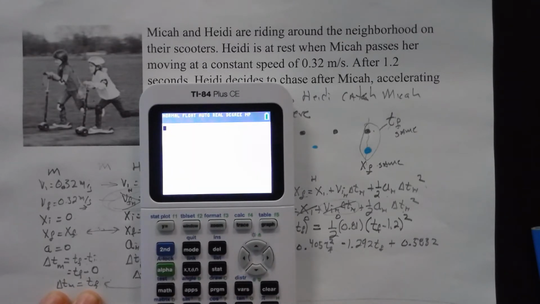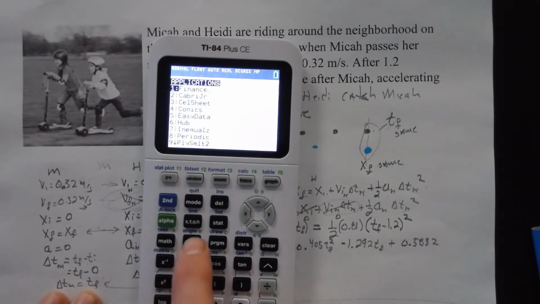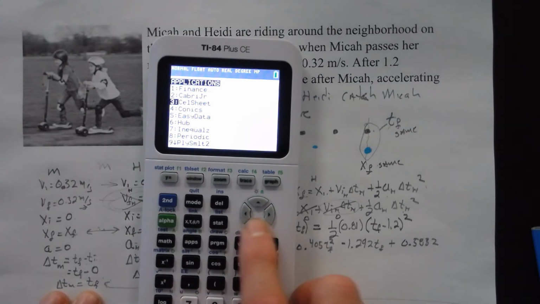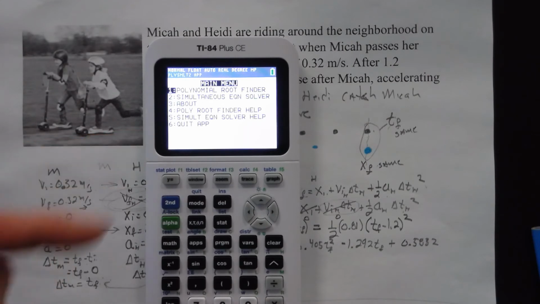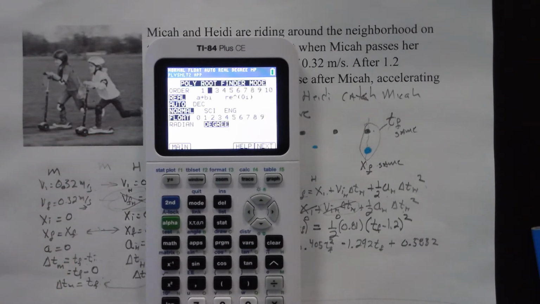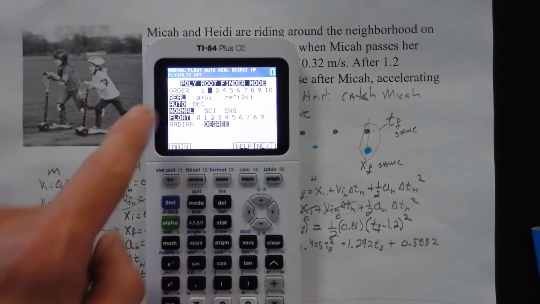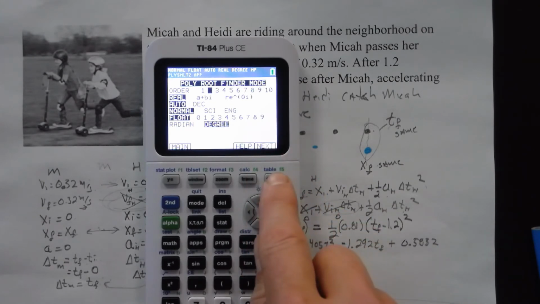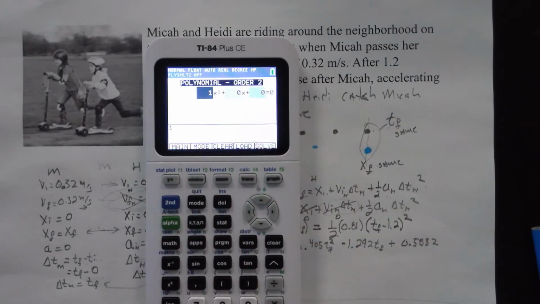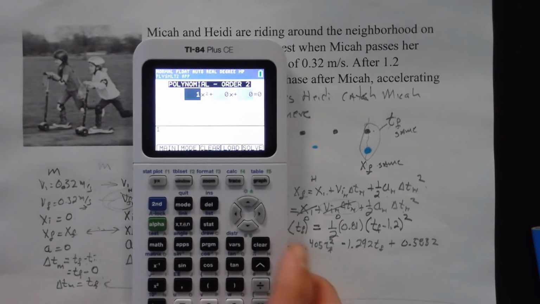All right. If you hit the apps button, apps is right there, and you go down to number 9, PlySmlt2. You hit enter. This is a polynomial root finder and a simultaneous equation solver. Pretty powerful stuff. Polynomial root finder is what we're going to do. It's quadratic, so it's order 2. Now here's the tricky part. It says next right there, so you have to hit the graph button for that. Next. There's my polynomial.